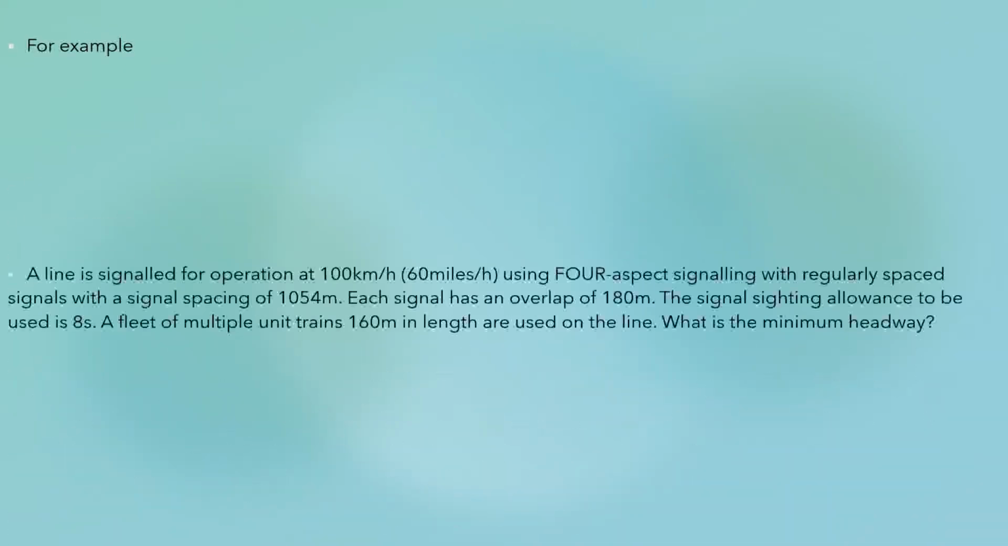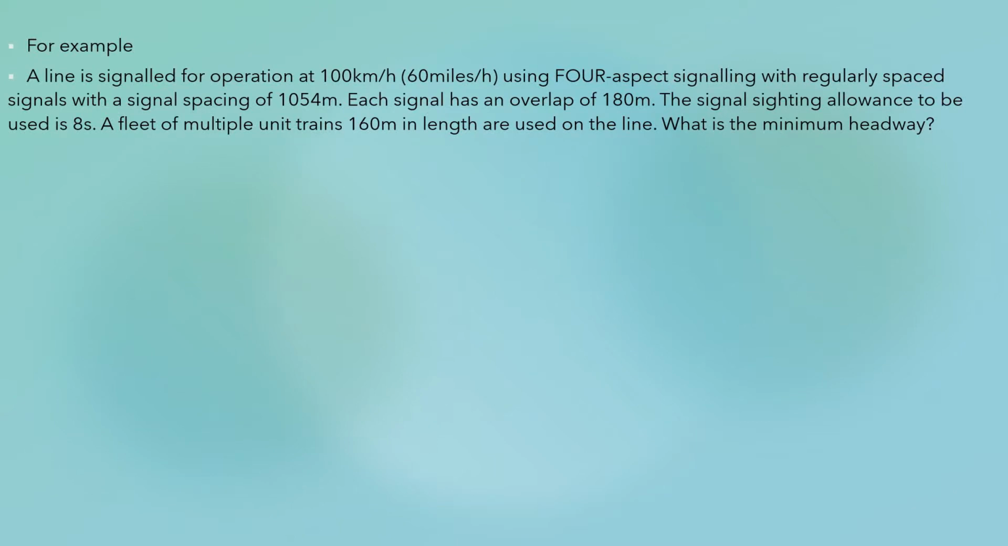For example, a line is signaled for operation at 100 km per hour using 4-aspect signaling with regularly spaced signals with a signal spacing of 1054 meters. Each signal has an overlap of 180 meters. The signal sighting allowance to be used is 8 seconds. A fleet of multiple unit trains 160 meters in length are used on the line. What is the minimum headway?